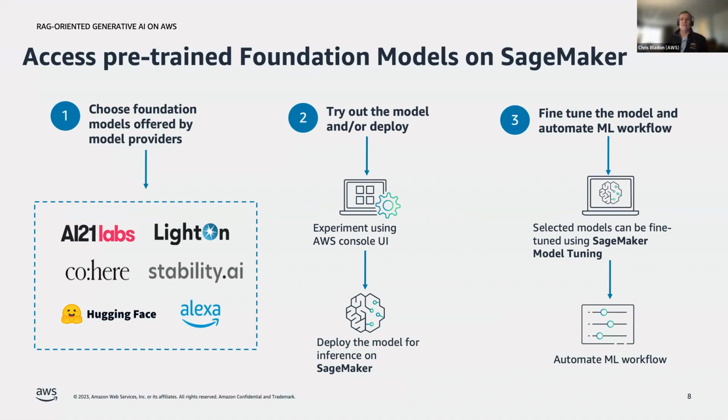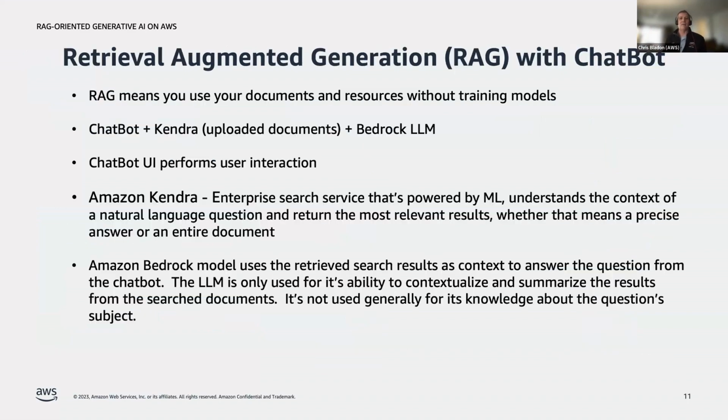Like I said, if that managed model experience isn't what you want, you can always use SageMaker. This is the full data science AI/ML platform. So you can take those same models that I just mentioned, drop them into SageMaker, and modify them, retrain them, all kinds of stuff. So you got full control if you want to drop into SageMaker. What we're going to talk about today is this concept of retrieval augmented generation.